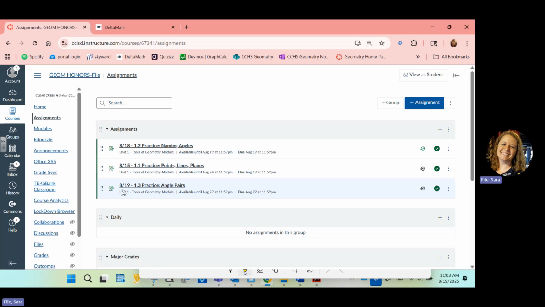It has the date, 8/19. This is Unit 1, Section 3. We're practicing angle pairs. This Delta Math is a little different from the last 2, because for the last 2, all of the questions were generated from the Delta Math question bank. Meaning, when I set it up, I can set it to generate a new problem. If you get one wrong, you can keep trying until you get the assigned number correct. That's how it typically works.